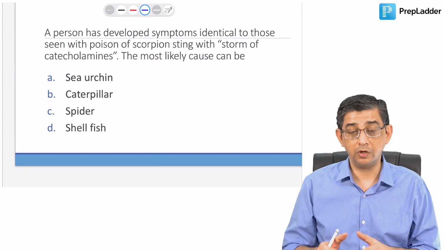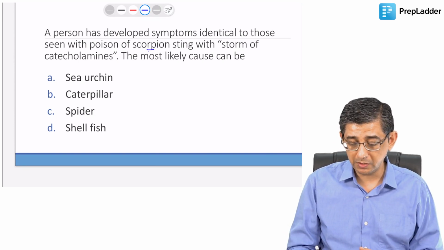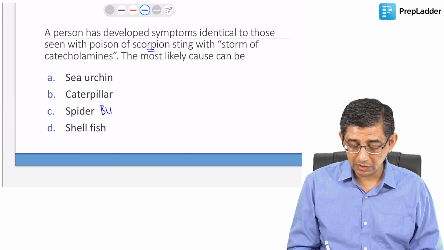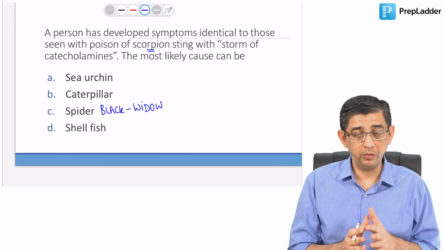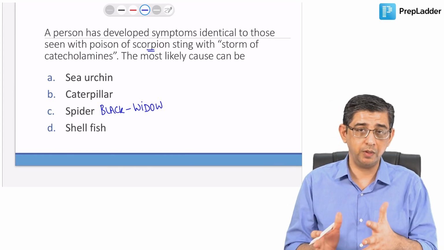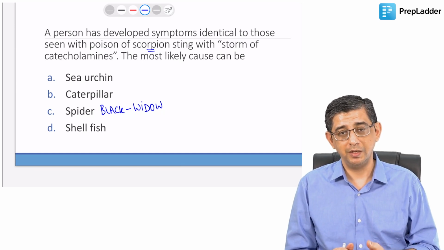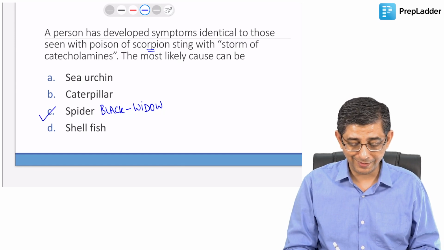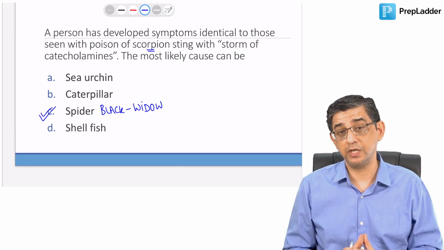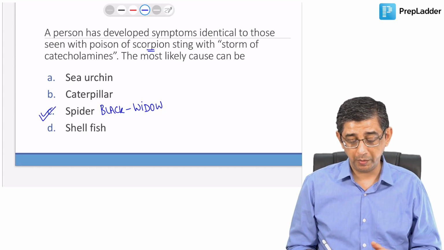But apart from storm of catecholamines being seen with a scorpion sting, I want you to remember that this can also be seen with bite of a black widow spider. Black widow spider is what they show in a mafia movie. You know, in Hollywood mafia movies, they will show that mafia boss and he's releasing those black widow spider in the house of somebody, and that person will die. I mean, that's again a catecholamine surge that will cause hypertensive crisis. It can even contribute to brain hemorrhage.